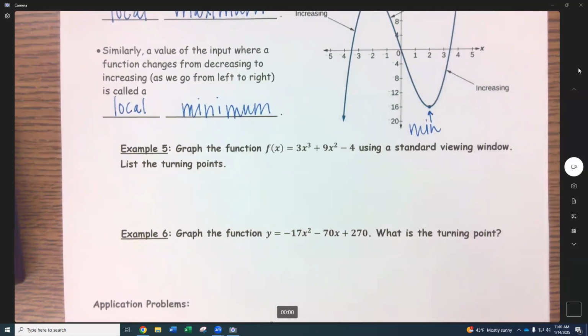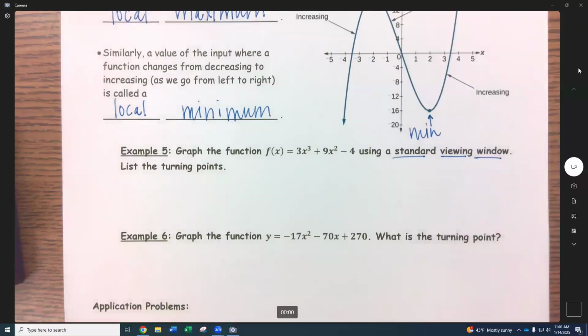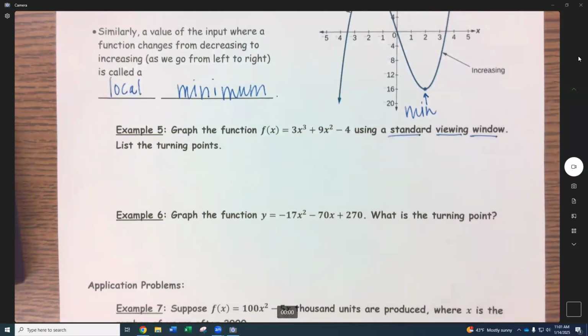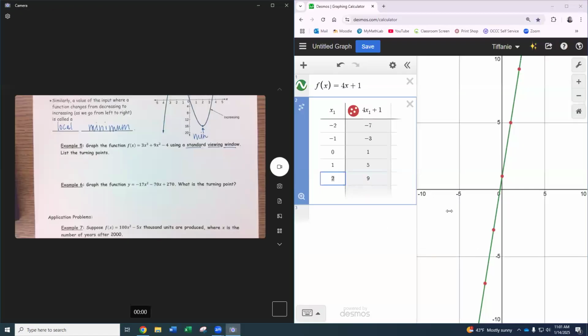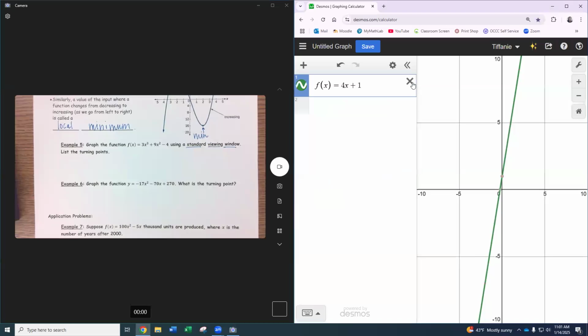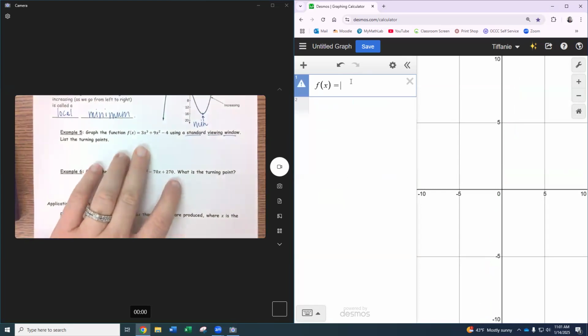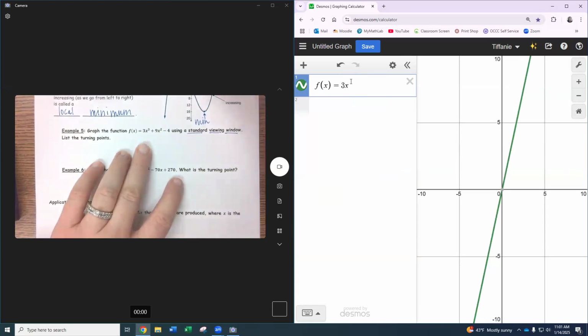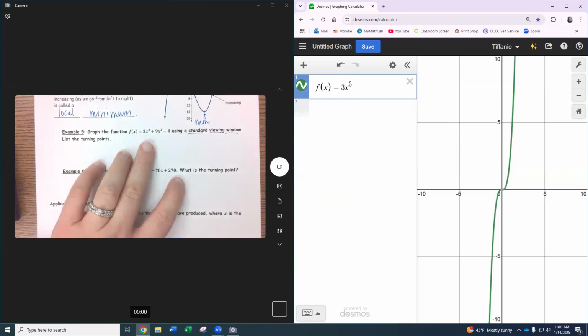So example 5, graph the function f of x using a standard viewing window. So that's from a couple videos ago. And we need to list the turning points. So let's split the screen again. Okay, this was from last video, so I'm going to exit out of everything. I'm going to type that in. Okay, Shift-6 gives you your caret key. And again, Shift-6.